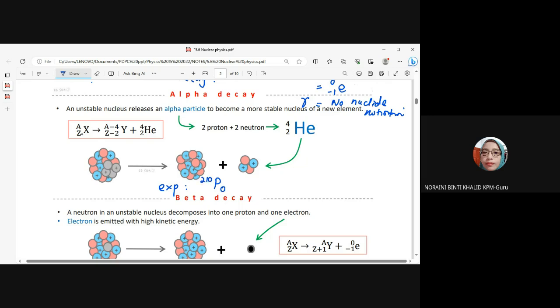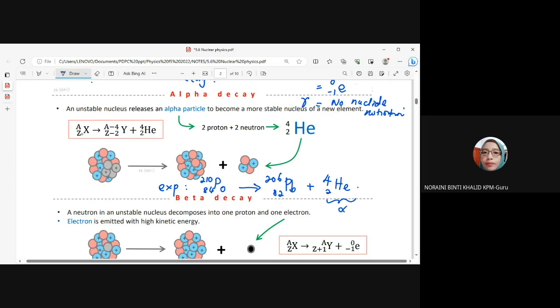Polonium 210, 84. This is not stable, so it will undergo decay process, become plumbum 206, 82, plus 1 alpha. So the polonium releases 1 alpha to become a new element which is more stable. So this process we call it alpha decay, because it releases alpha.